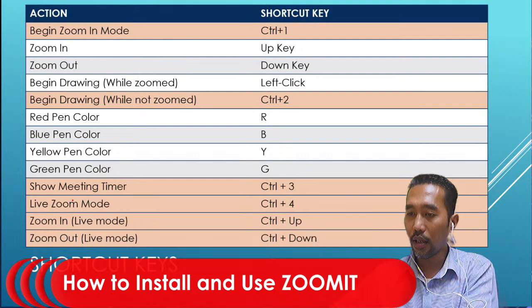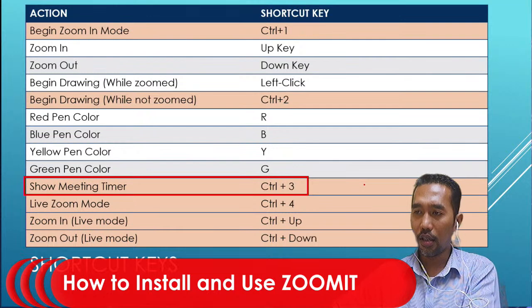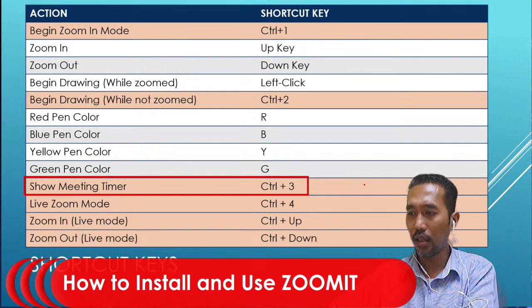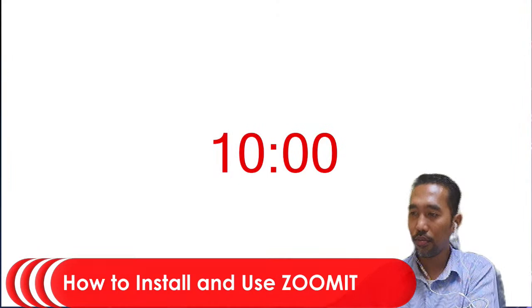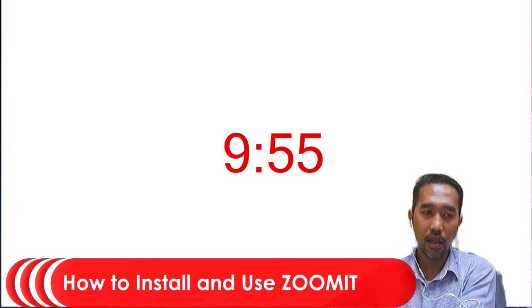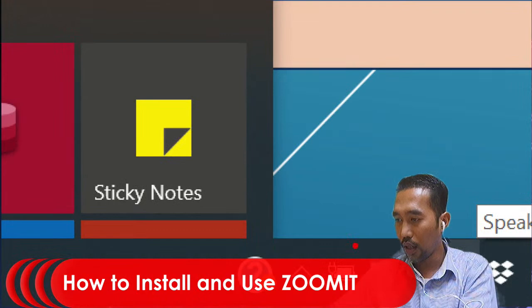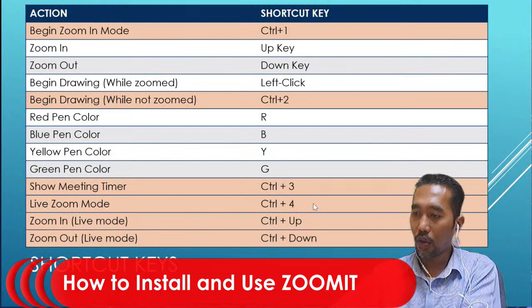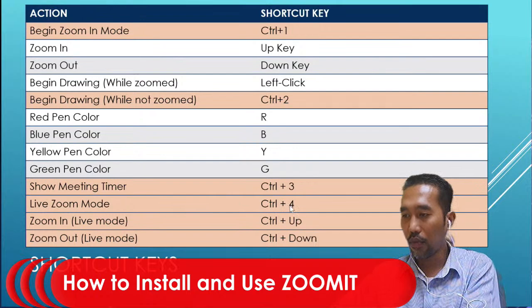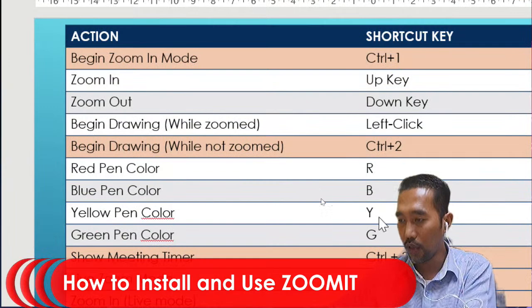Okay, another one is show timer, maybe you are doing any activities with the students that need a countdown timer. Okay, so you can use Control 3. You can change this using the settings in the ZoomIt settings. Just click here to adjust the time, so it has the countdown timer, how long you want, yeah? 10 minutes as default.